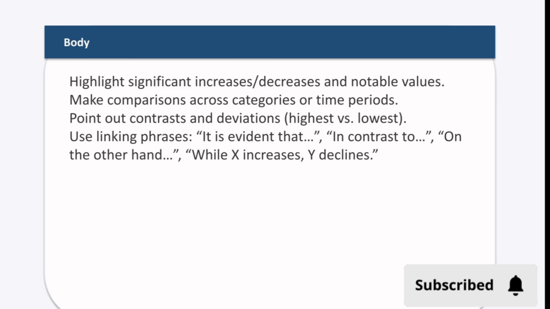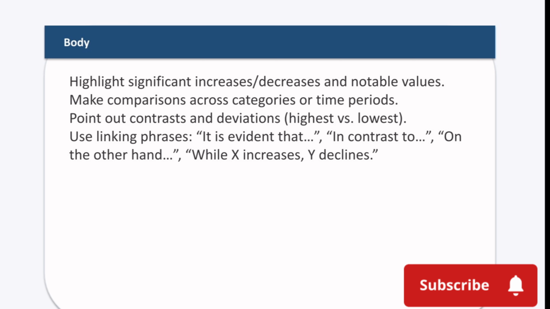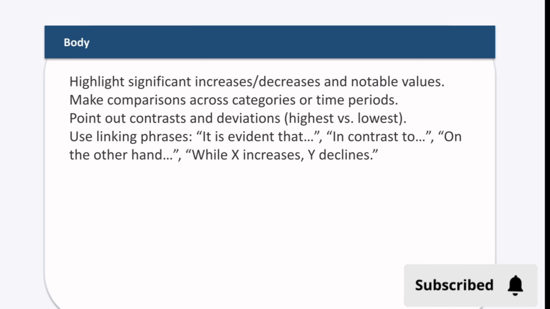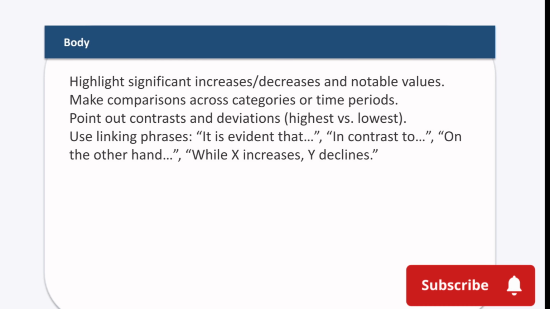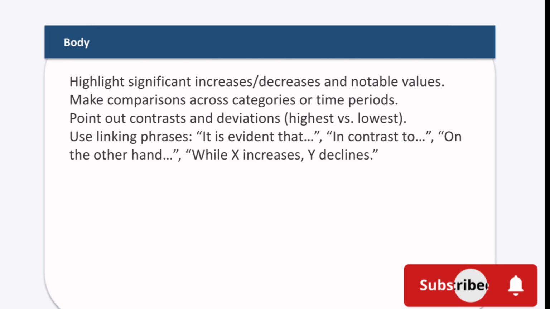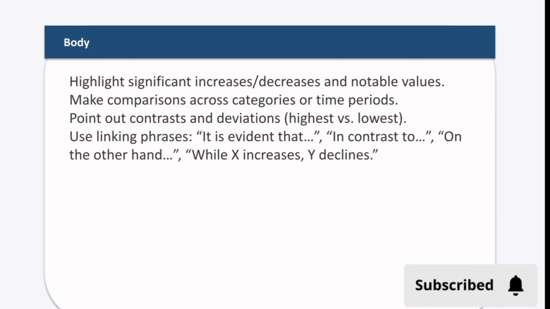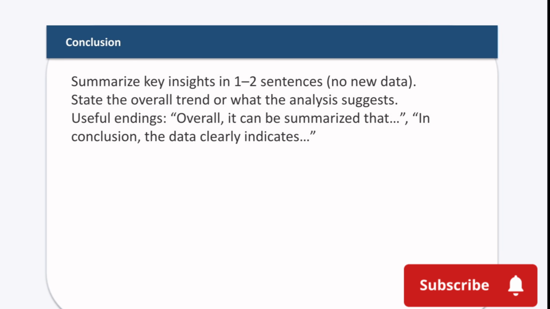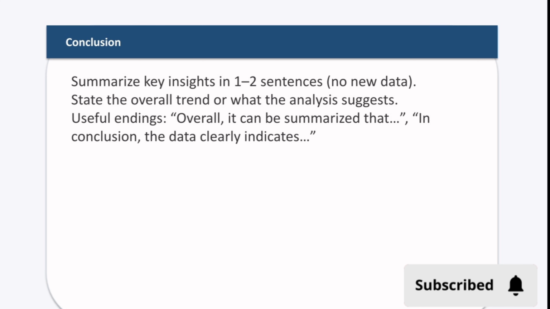The body is the most important part of the analytical paragraph. Here, we highlight significant increases or decreases. We compare categories and identify the highest and lowest values. We also point out contrasts and noticeable patterns. Using linking phrases such as, in contrast to, on the other hand, and it is evident that, makes the paragraph smooth and coherent.